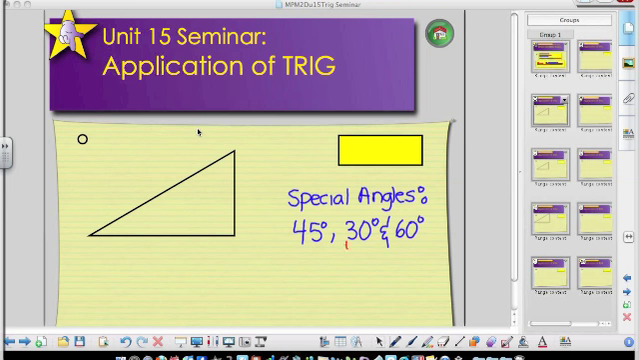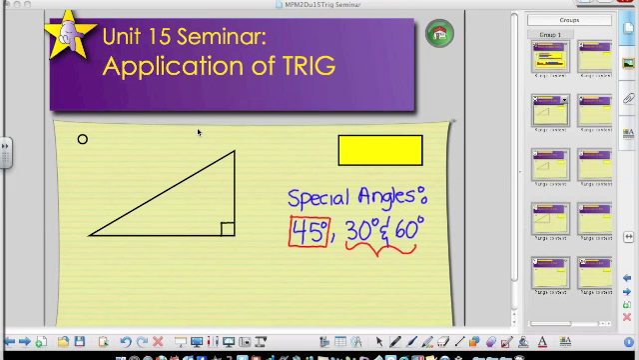Now, these are not three separate triangles. Fortunately, the 30-degree triangle and the 60-degree triangle can be put together in one triangle, and the 45-degree triangle is all by itself. So, we're going to start off with the special angle 45 degrees.